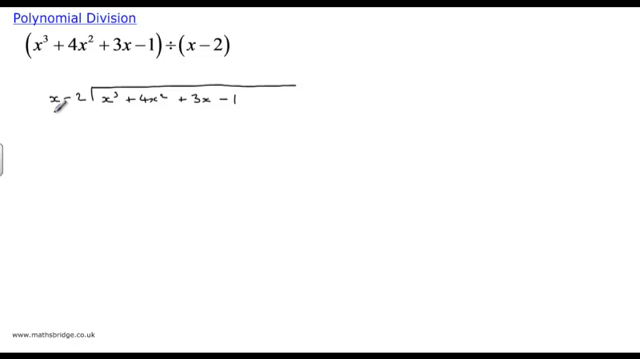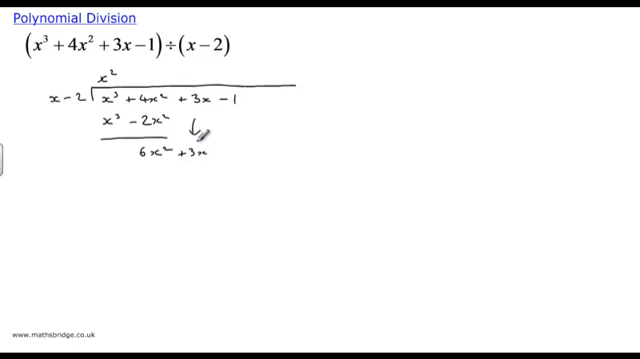So I need to know what I need to multiply the x by to get an x cubed, and of course I need an x squared. I then multiply x squared by the x minus 2 to get x cubed minus 2x squared. I subtract these two terms to get 6x squared, and I drop the 3x down.